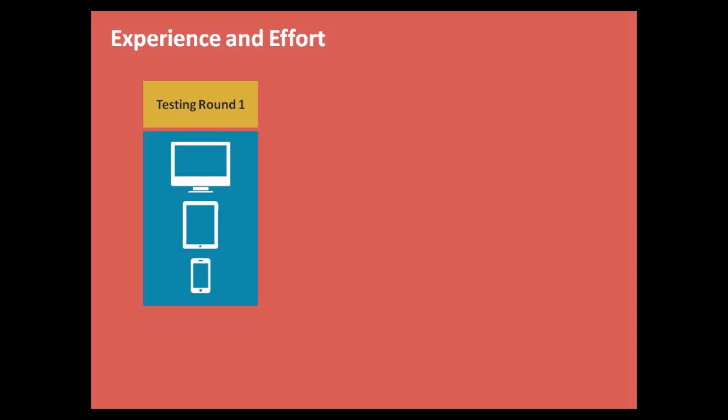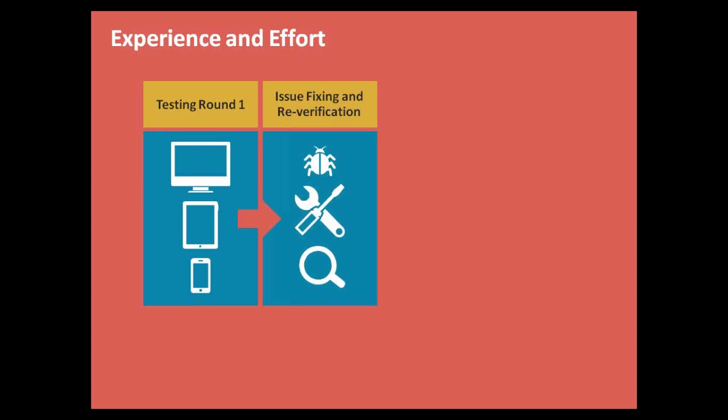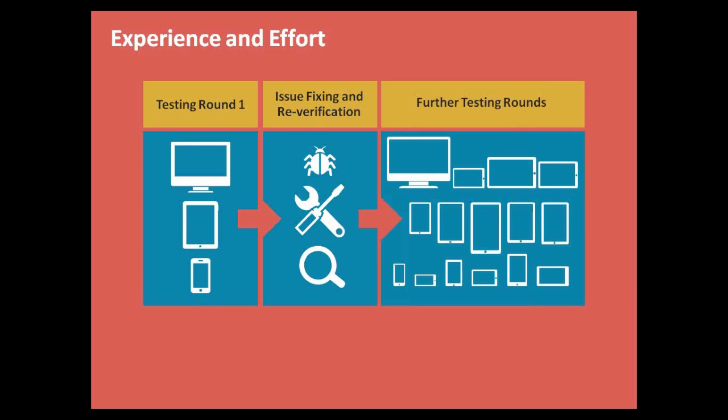In retrospect, another good practice is to take those results, do the issue fixing, do the re-verification, be sure that they're fixed, and only after that then to expand to further testing rounds. So there's a basic set of fixes that, by doing this, you ensure that they're not replicated, or you don't have to test for them on all those combinations.